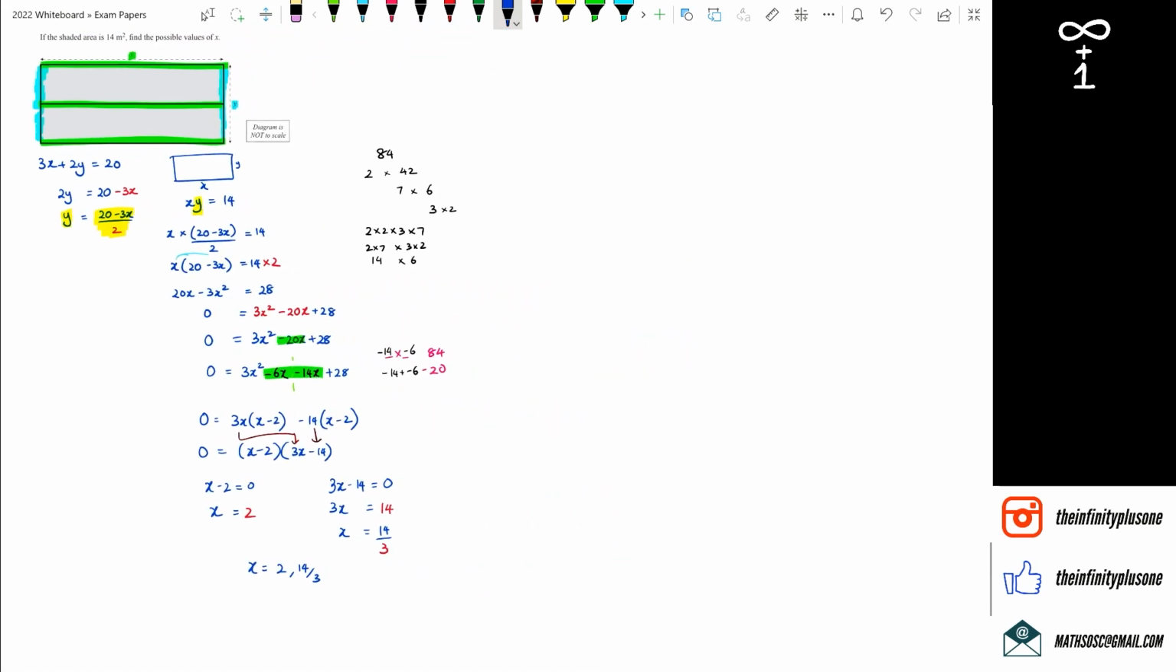So those are two answers for x and y. And you might be wondering, how's that possible, right? Well, that's the funny thing about rectangles, right?